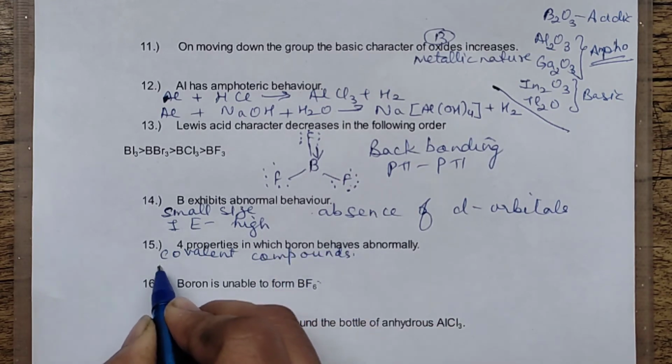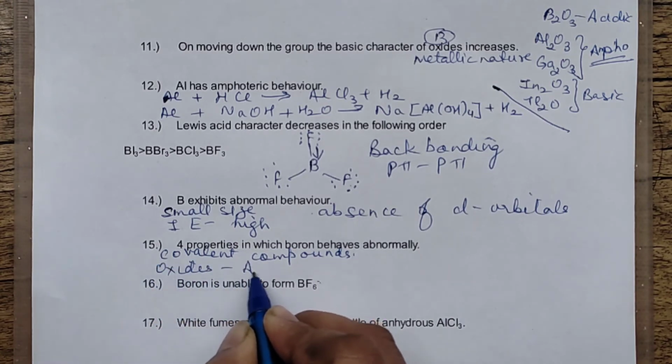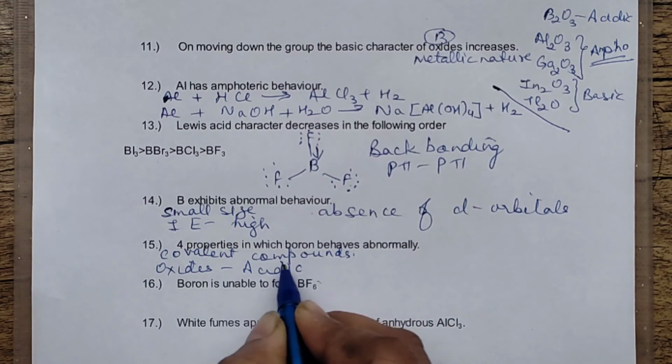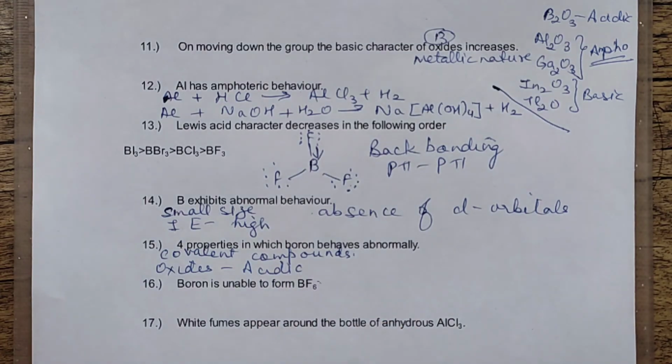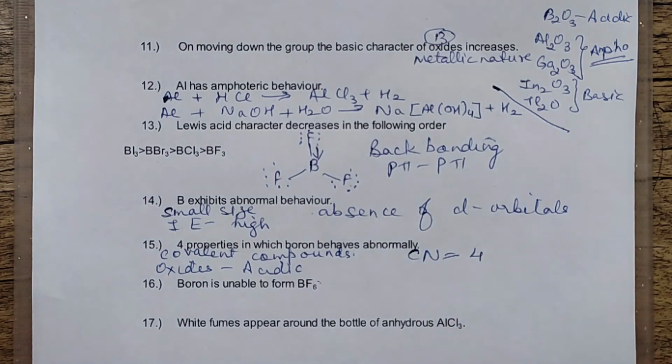Then you can have boron oxides. Boron oxides are acidic in nature, whereas all the others are amphoteric, or you can say they act as basic oxides. It is mainly acidic, right? Then further you can write it cannot have a coordination number more than 4. The maximum coordination number it can form is 4.